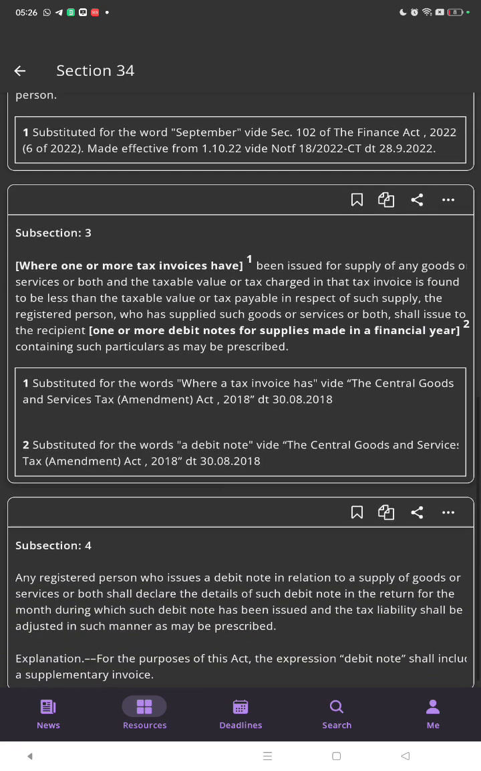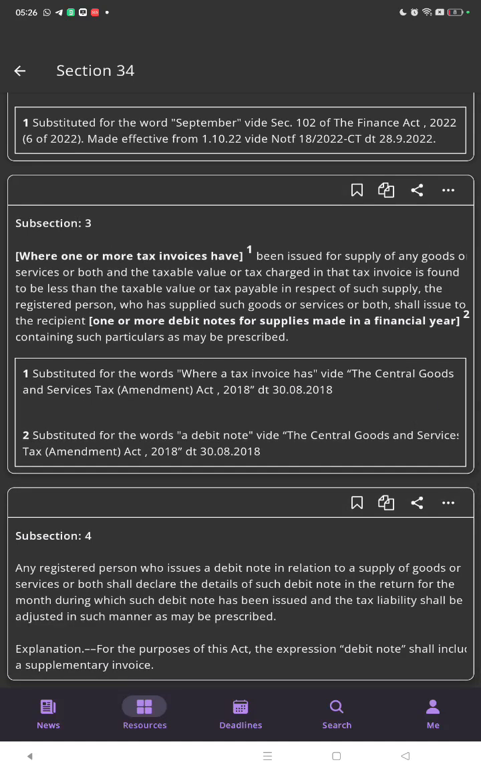Subsection 3. Where one or more tax invoices have been issued for the supply of any goods or services or both, and the taxable value or the tax charged in that tax invoice is found to be less than the taxable value or the tax payable in respect of such supply, the registered person who has supplied such goods or services or both shall issue to the recipients one or more debit notes for the supplies made in the financial year containing such particulars as may be prescribed.